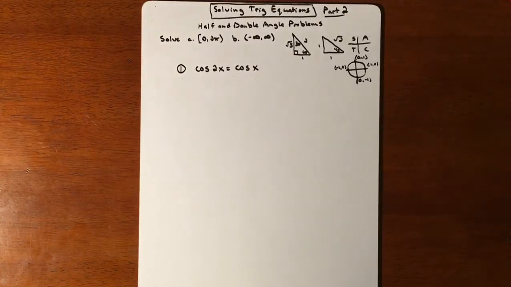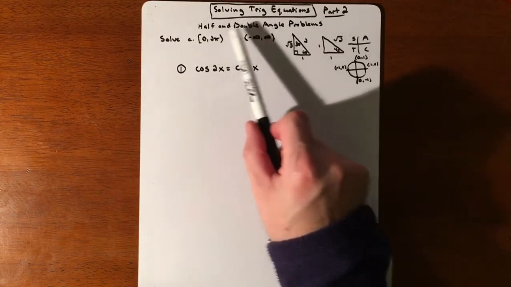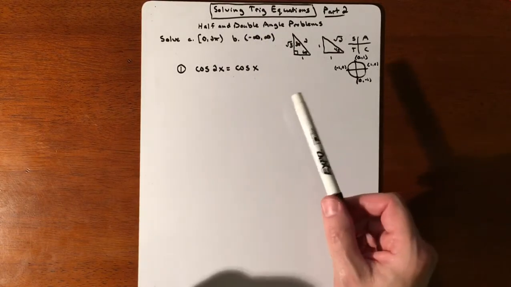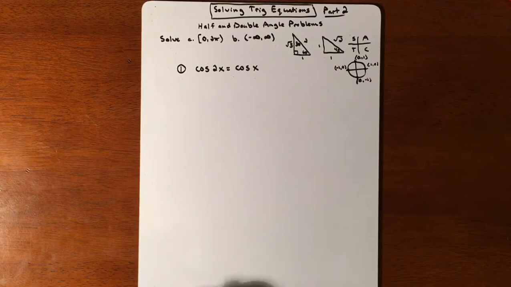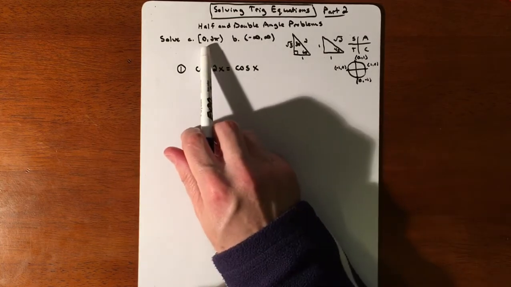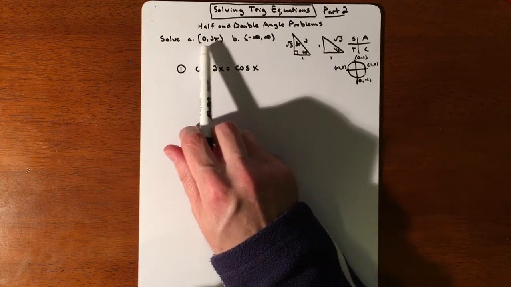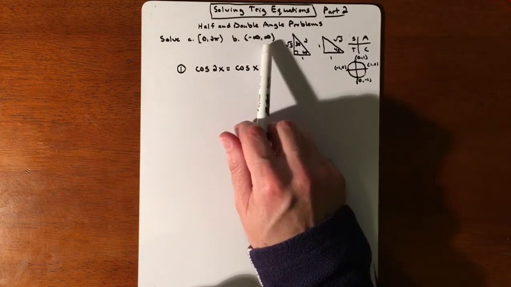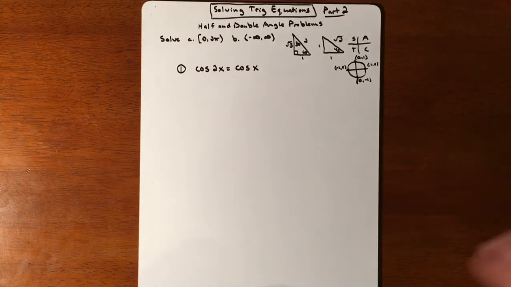In this example of solving trig equations, we're going to be involving half or double angles in this problem. We're going to do two different answers to this one. We're going to be doing answers that are limited between 0 and 2 pi, and then answers that are not limited at all.